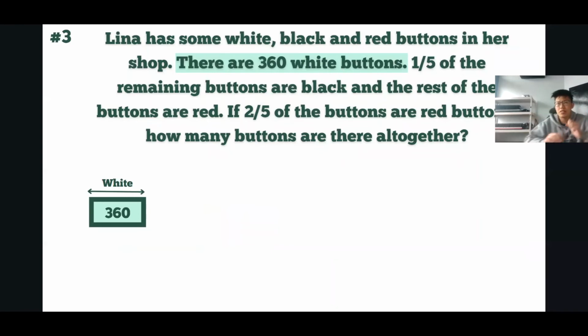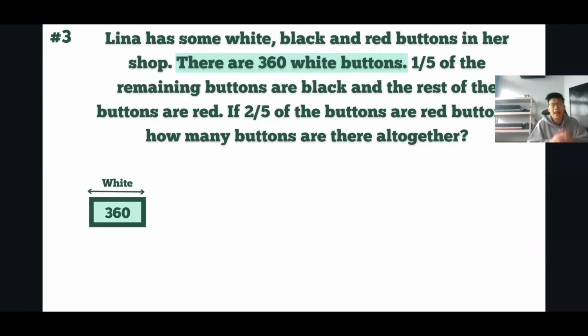Okay, there are 360 white buttons. Now the thing is this, right? You know that this is a remainder of remainder question. So what you want to do is draw a model first. You draw a model, but you realize that for 360 white buttons, I don't know how long or how short. So what I want to do is just estimate.